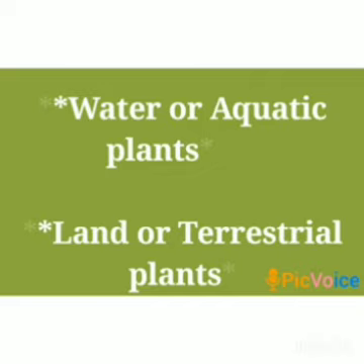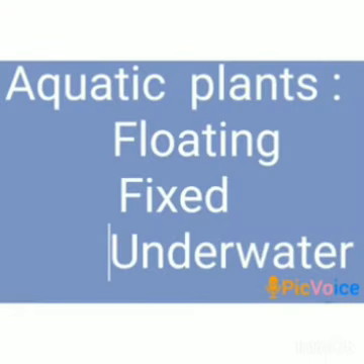The plants that grow in water are called aquatic plants, and the plants that grow on land are called terrestrial plants. Today we are going to study about aquatic plants. Aquatic plants may grow in salty water or fresh water. There are three types of aquatic plants: floating, fixed, and underwater plants.